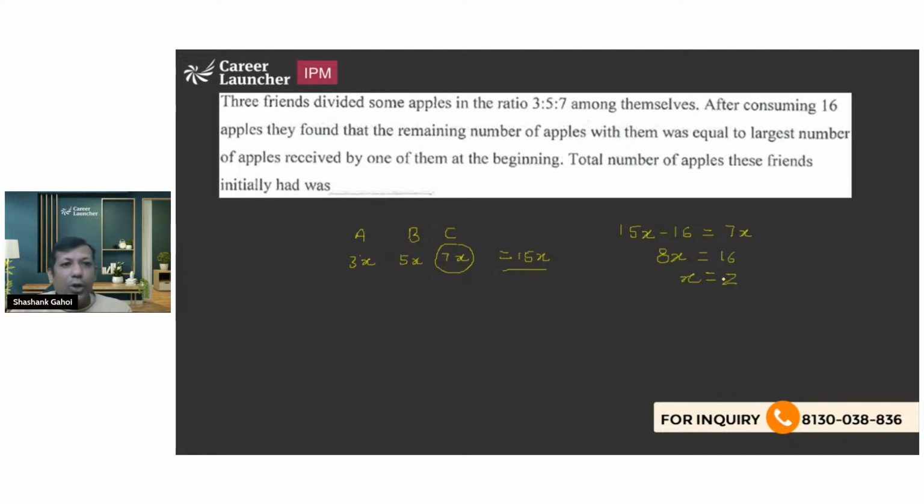So basically, I got everything, whatever was needed. Now, what is the question talking about? Total number of apples with these friends. So जितने भी दोस्त हैं तीनों के पास मिला के, what is the total number of apples we are talking about? That is 15x. And what is 15x? That is 15 into 2, or I would say 30. So सबके पास total 30 apples थे initially. So answer of this question comes out to be 15x, or I would say 30. Okay. So this is how this question should be done. Would I consider this question as easy?